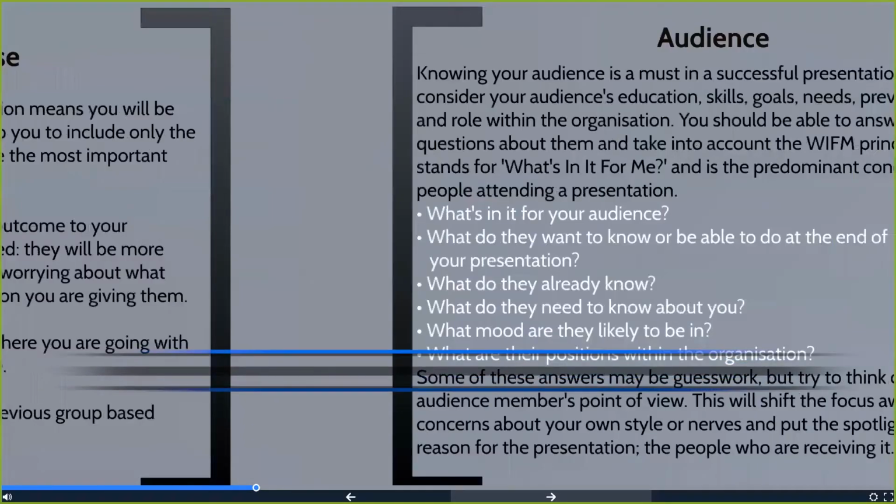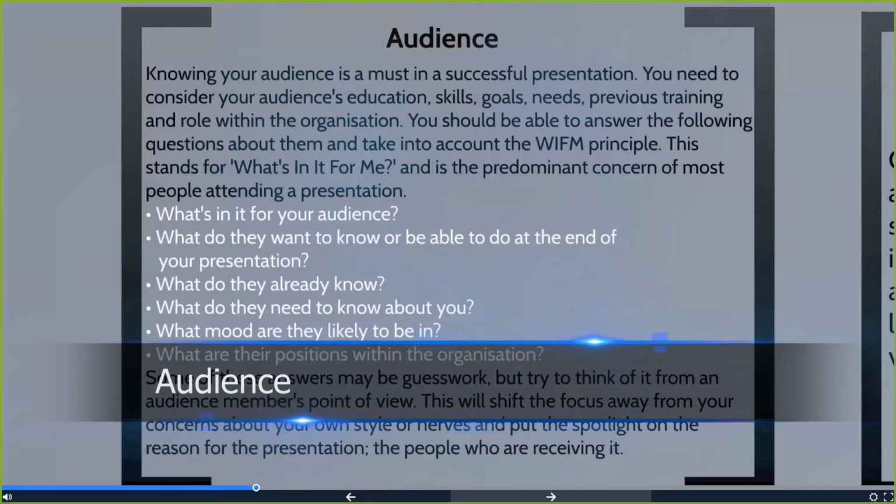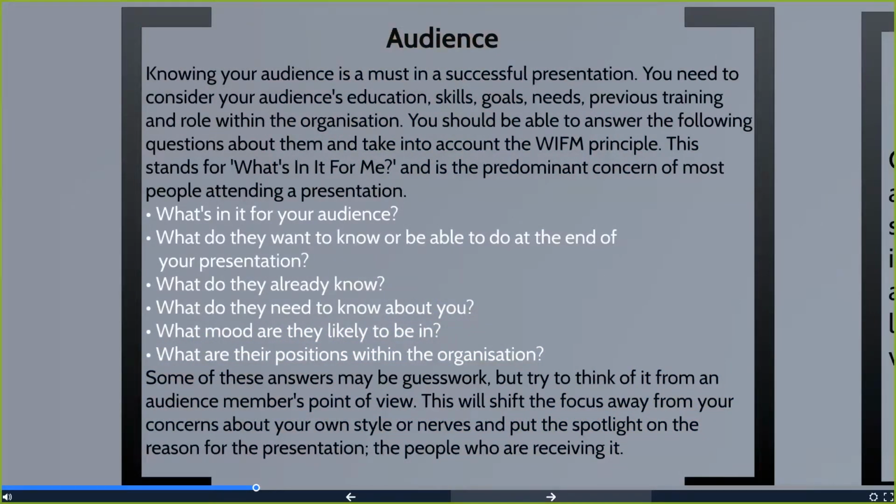Audience. Knowing your audience is a must in a successful presentation. You need to consider your audience's education, skills, goals, needs, previous training, and role within the organisation. You should be able to answer the following questions about them and take into account the WIFM principle. This stands for what's in it for me, and it's the predominant concern of most people attending a presentation.